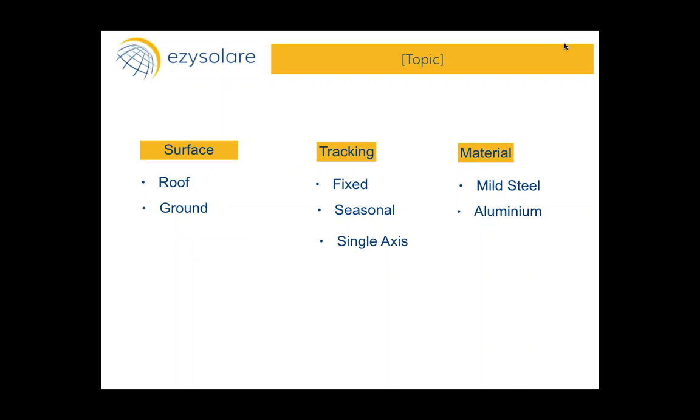Great. So in this PPT, structures can be categorized into three broad categories. First, the surface where we are actually putting it: are we putting it on the roof or on the ground? Then which mode of tracking we are taking up: is it a fixed tilt structure, a seasonal tilt, or a single axis tracker? Then, in all these combinations, whether we are using mild steel after galvanization or aluminium. So, this is a broad categorization of structures today. I'll walk you through each of them one by one.